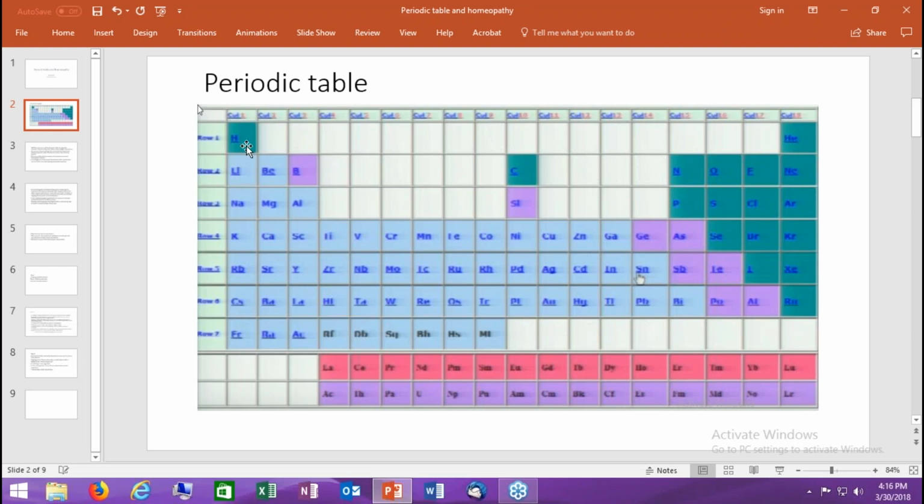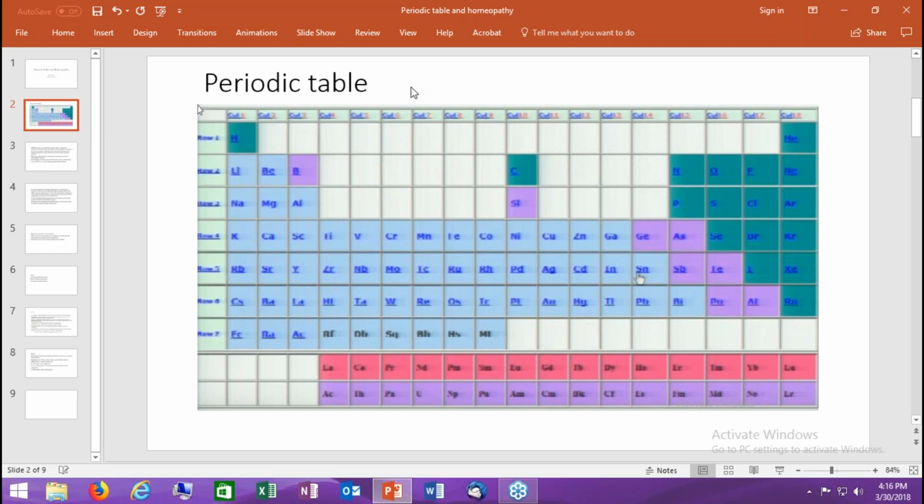I'm going to read out hydrogen, helium, lithium, beryllium, boron, carbon, nitrogen, oxygen, fluorine, neon, sodium, magnesium, aluminium, silicon, phosphorus, sulphur, chlorine, argon. What are these? These are the small symbols, and I am naming some elements which are being represented by these symbols. Here it is written periodic table.